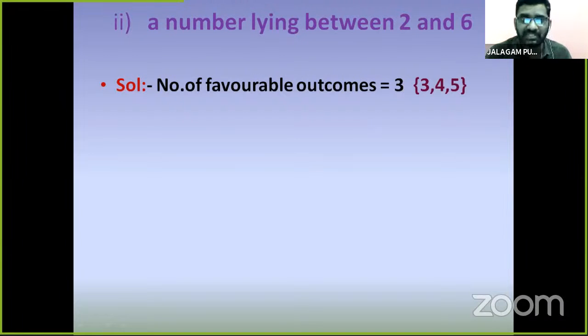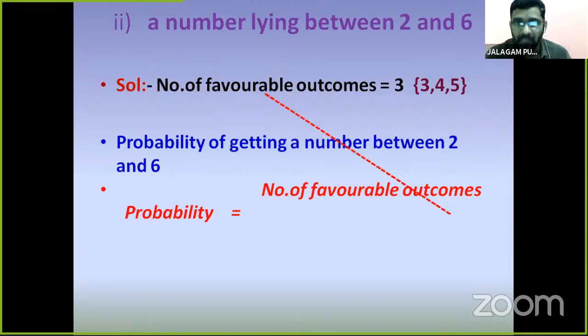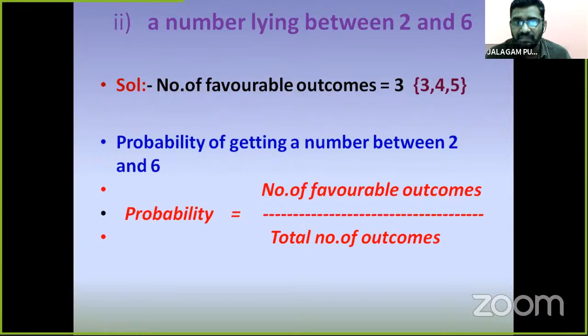So next, the probability of getting a number between 2 and 6. Once again, we recall the probability definition. What is the probability definition? It is the number of favorable outcomes, a number lying between 2 and 6, divided by the total number of outcomes.